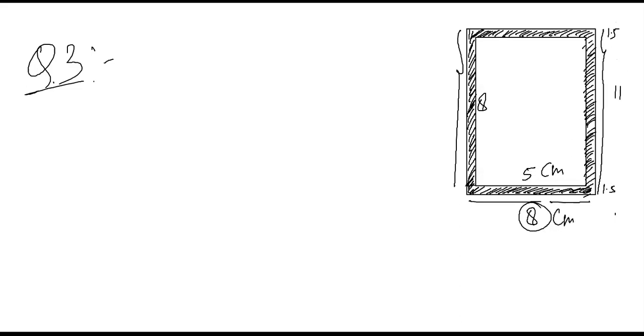Because margin will be there everywhere. Look, I will use the red pen. This red pen will be 1.5. This will also be 1.5. This will also be 1.5. This will also be 1.5. This is 11, meaning outer. This is 8, because 5 will be inside, so outer will be 8 centimeter. Clear everyone?